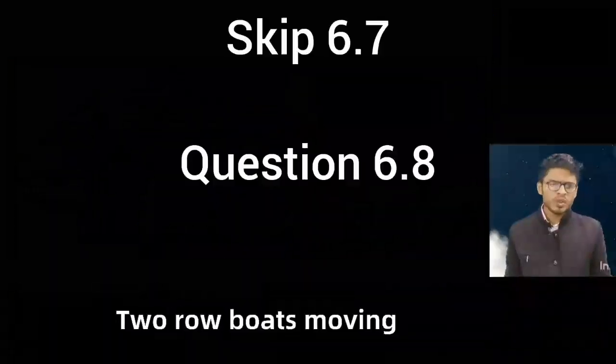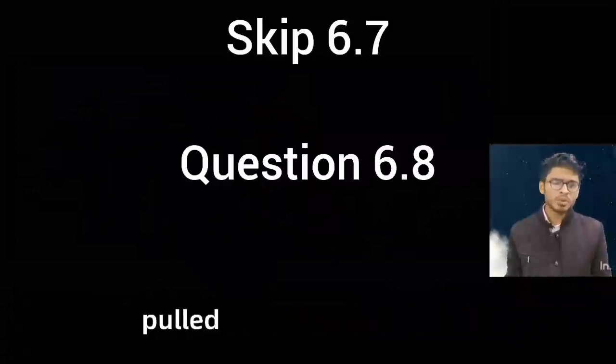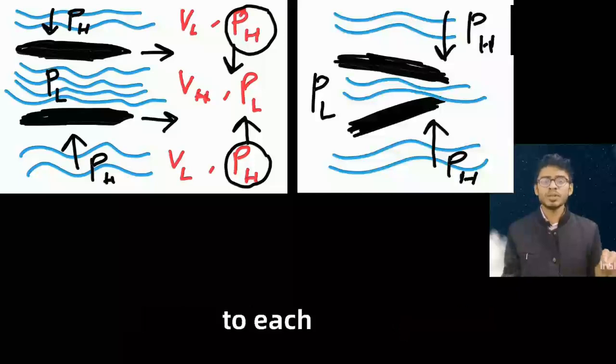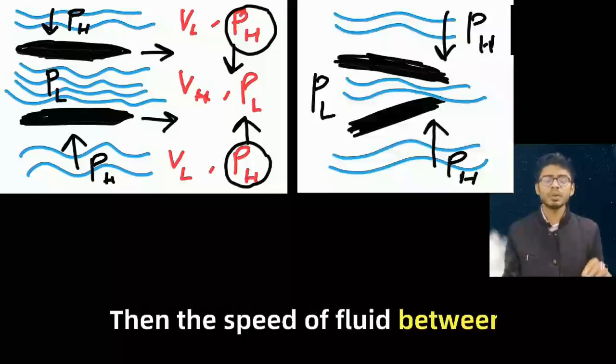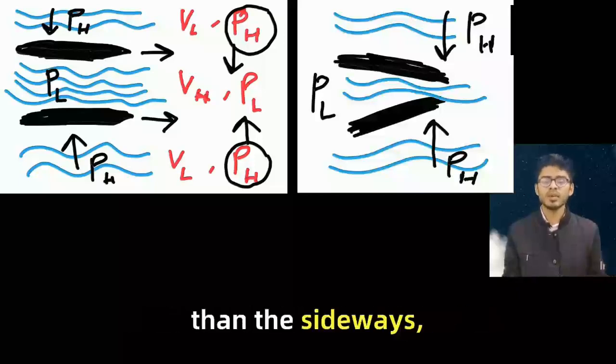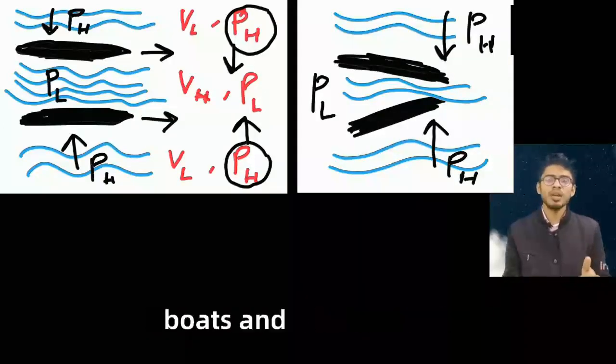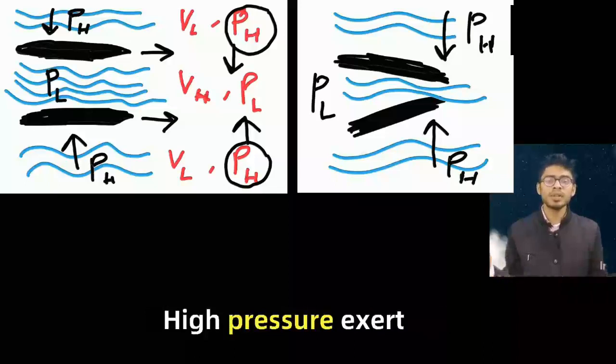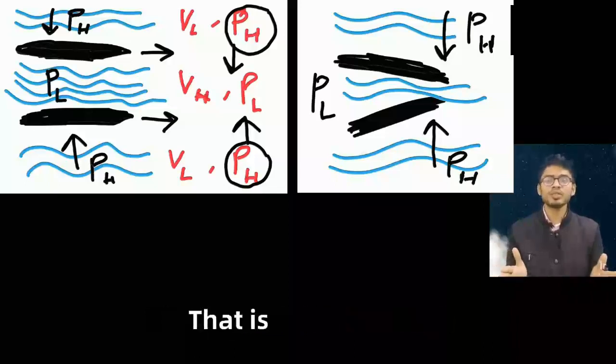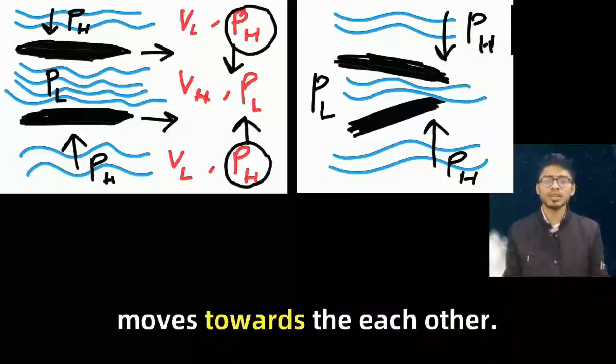Two rowboats moving parallel in the same direction are pulled towards each other. Explain. When two boats move parallel to each other, the speed of fluid between the boats is much higher than on the sides, which means that pressure becomes low between the boats, and the high pressure on the sides will exert a force on the boats. That is why the boats move towards each other.